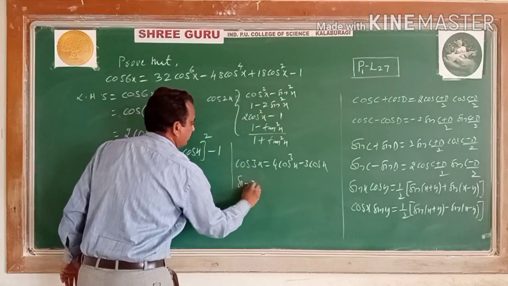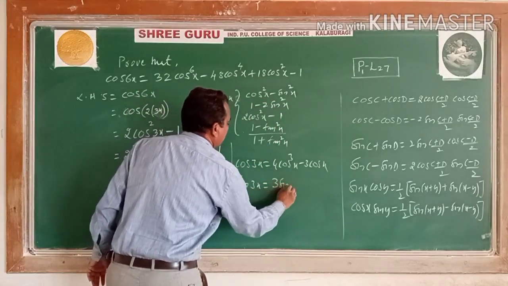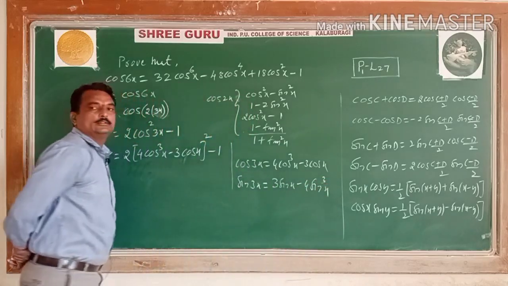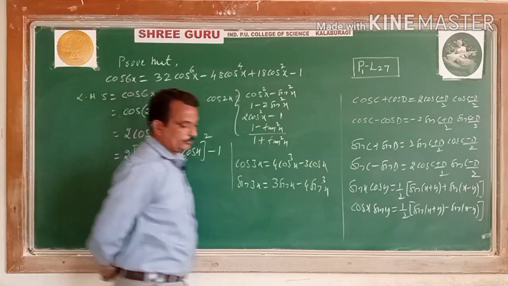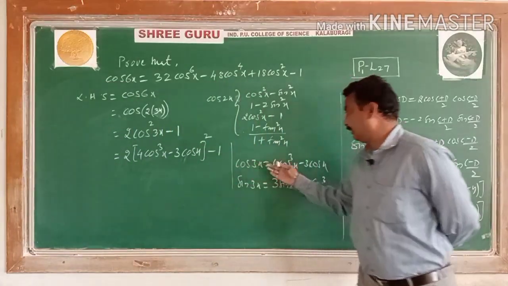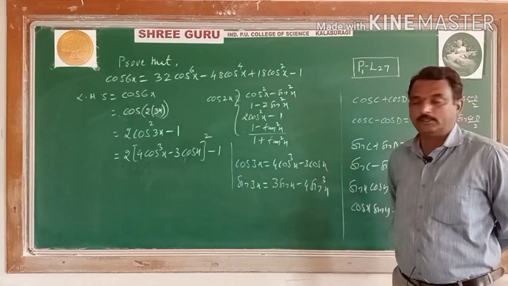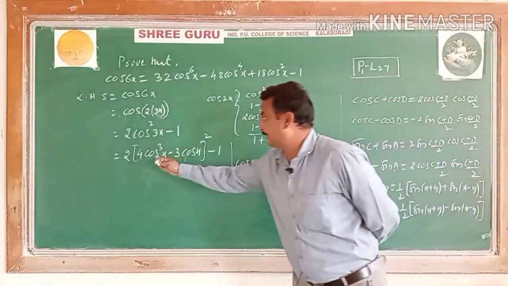Sin 3x equals 3 sin x minus 4 sin cube x. Cos 3x we have calculated, sin 3x we have calculated, tan 3x also we have calculated. Here we have used the cos 3x formula.